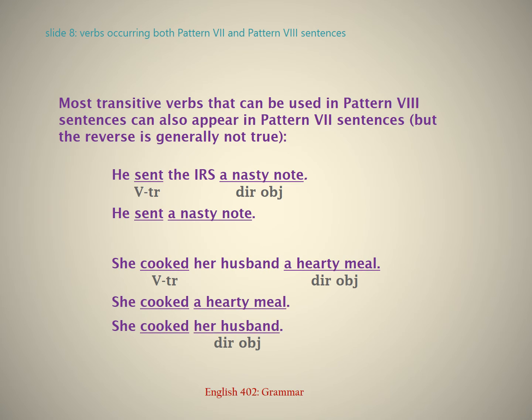Most transitive verbs that can be used in pattern 8 sentences can also appear in pattern 7 sentences, but the reverse is generally not true. He sent, VTR, the IRS, a nasty note, direct object. He sent a nasty note. She cooked, VTR, her husband, a hearty meal, direct object. She cooked a hearty meal. She cooked her husband, direct object.